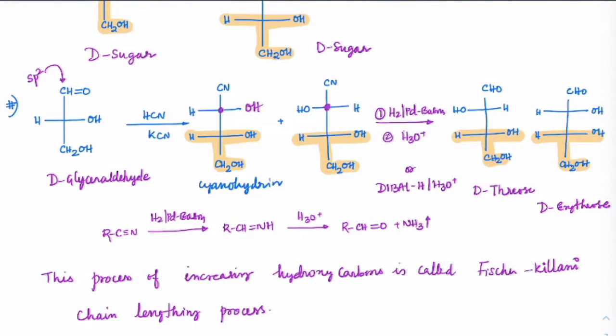And this cyanohydrin which has been formed could have two enantiomeric forms here. Correct. Now when you treat with H2, palladium barium sulfate, and hydrolysis, we will get this CHCN to become CHO, which is the aldehyde form, right? So basically one carbon with HOH has increased from D-glyceraldehyde, and the newly formed carbohydrates are called D-erythrose and D-threose. The D comes from the convention that this OH on the last chiral carbon must be on the right hand side. That is a convention.